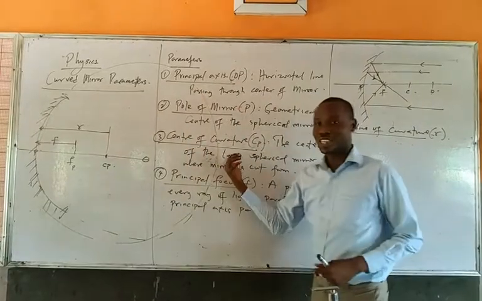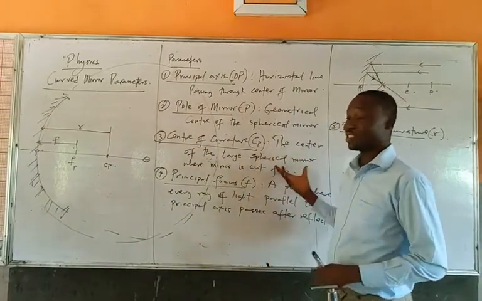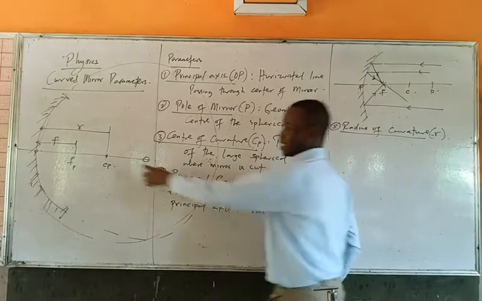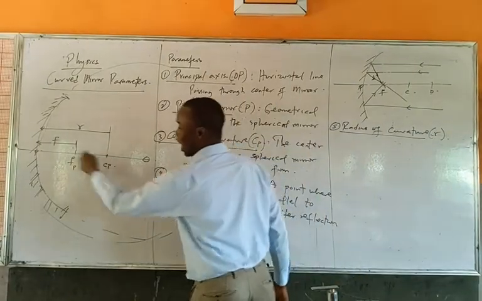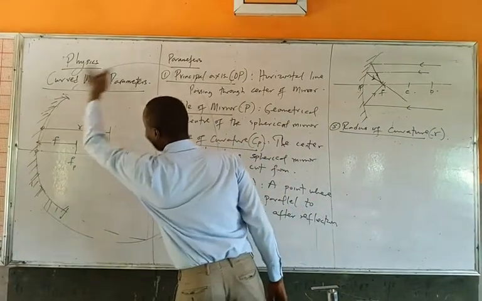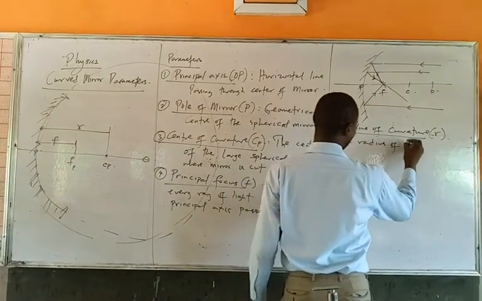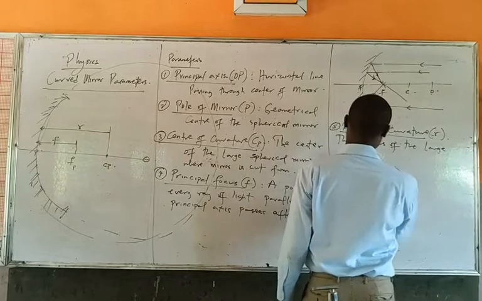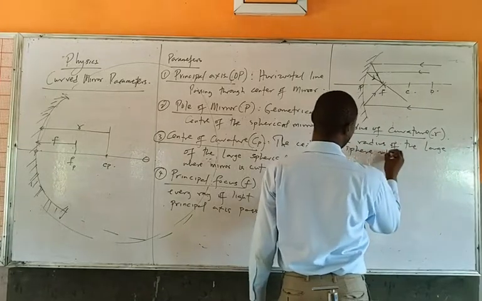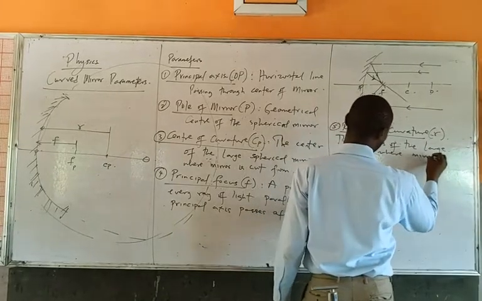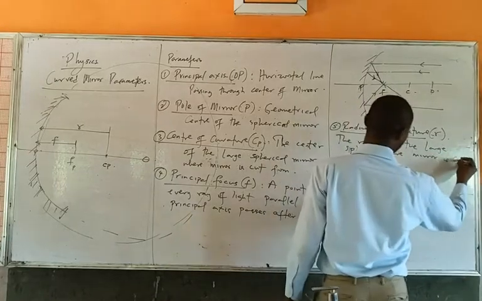Remember, we discussed the center of curvature as the center of the large sphere. So if this is the center of the large sphere, then the distance between the center and that surface of the mirror will be what? The radius of the large sphere, of the large sphere where the mirror is cut from.